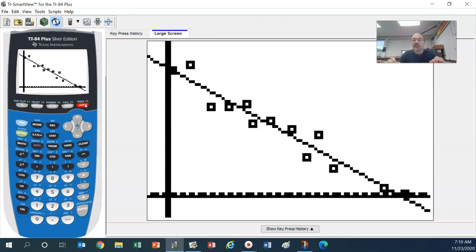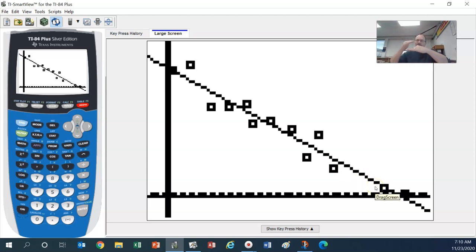So now the residual is from the dot to the line. You can see we've got 1, 2, 3, 4, 5, it looks like we've got 6 dots above the line. Those are all positive. And then it looks like we got a couple of dots on the line, so I bet those are close to 0, but they're probably not exactly 0. And then we've got roughly 5 that are below the line.